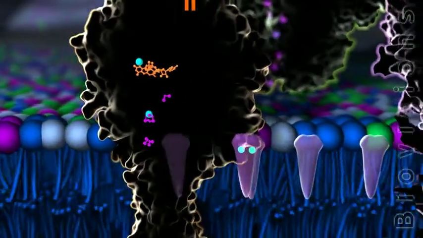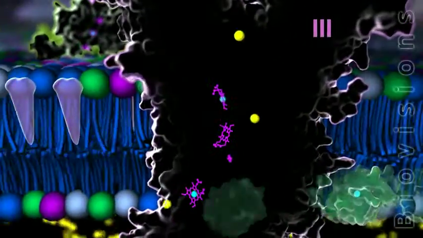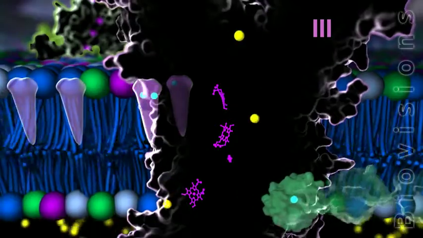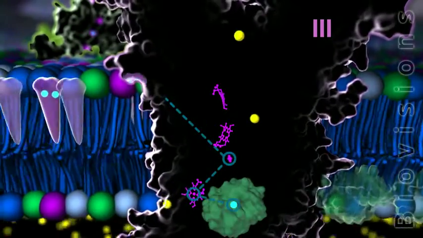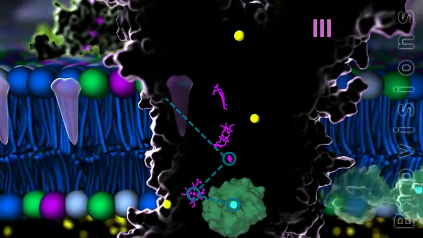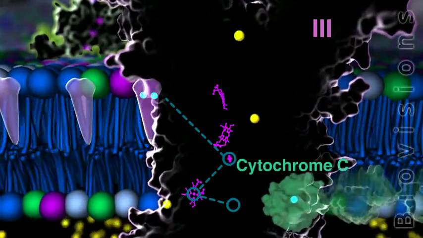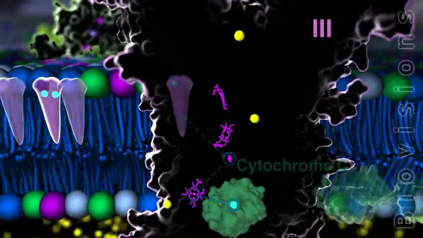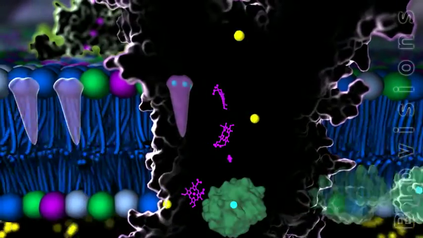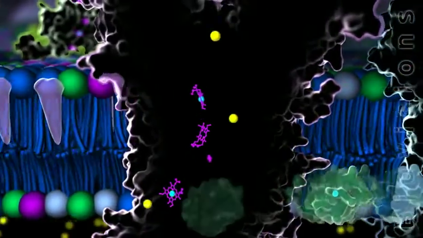Coenzyme Q molecules from complexes 1 and 2 donate their electrons to complex 3. One electron is recycled and can re-enter complex 3 later, but the other passes through 2 redox centers before reaching cytochrome C. Cytochrome C carries the electron to complex 4.